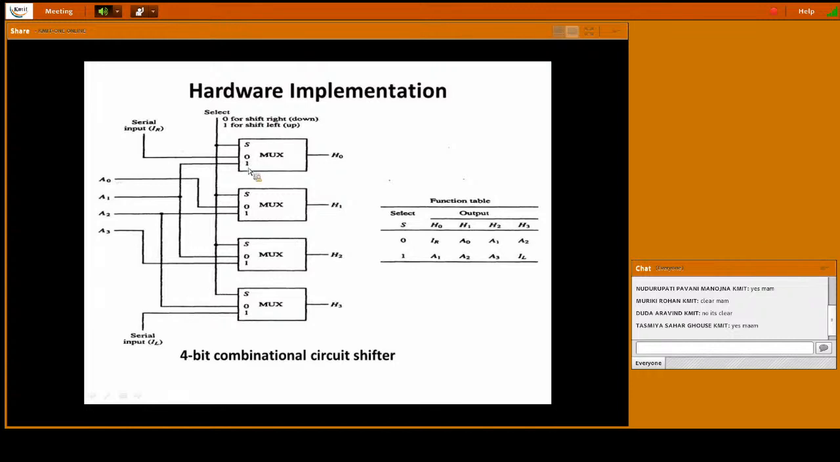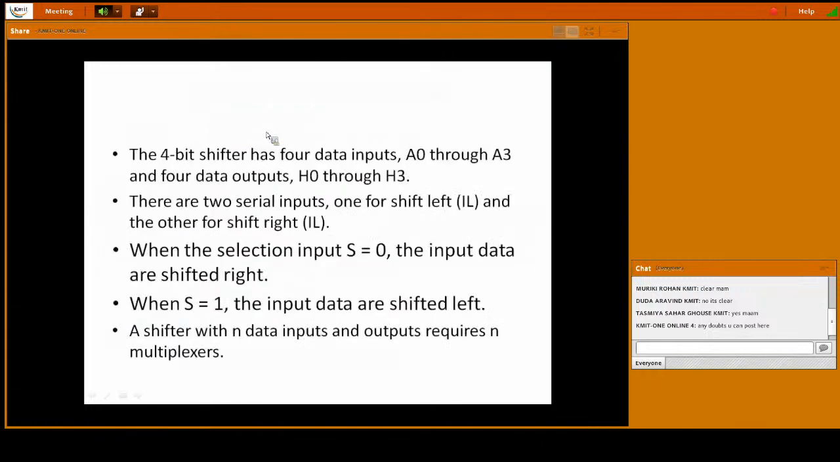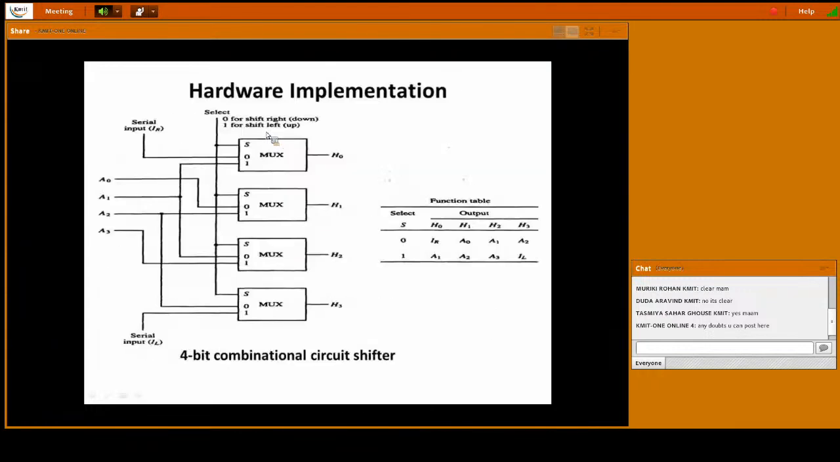Whenever the number of inputs is 2, how many select lines should you have? You should have a single selection line. As the selection line is 1, how many values can it have? Either 0 or 1. If the selection line is 0, it represents a right shift. If it is 1, it represents a left shift.